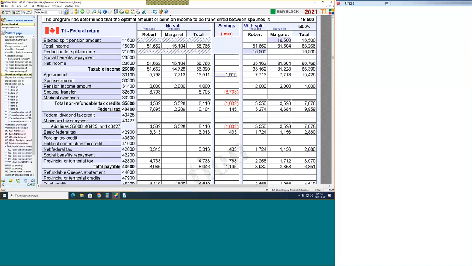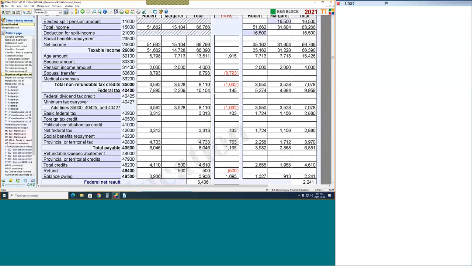Then it's going to show you in the middle every line that is changing in a positive sense or in a negative sense. Because remember, when we add income to one person, it may reduce some of the things that they get, or it may cost that person more money. But as a family unit, it is more beneficial in the end. So the age amount is going to change. Robert is going to get more age amount. Margaret will get the same amount that she had before. So we're increasing his age amount, which means for the family, we're increasing non-refundable credits. Spousal transfer is going to be lost, however. So Robert will not get a spousal transfer, but that's still going to work out in the end. So you can see each line that is changing.